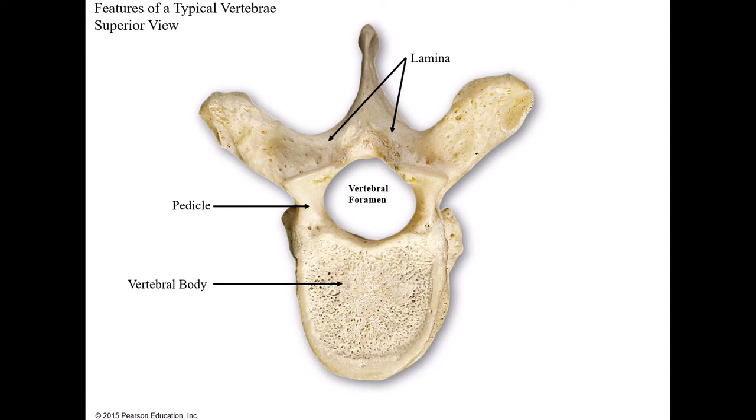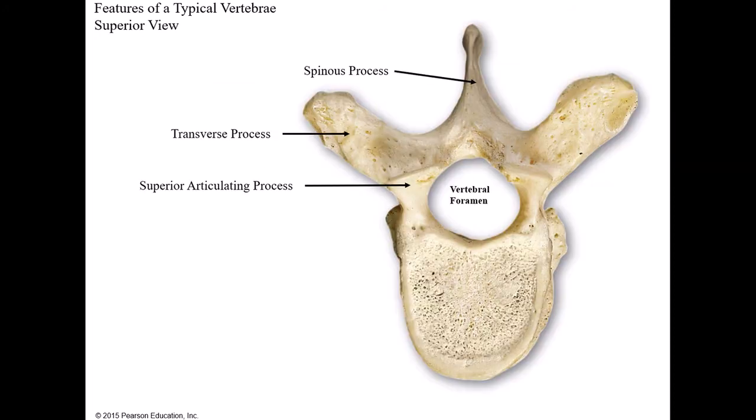So those are the main parts of the vertebrae. What I want to show you now are 7 processes. So I labeled this vertebrae here, same vertebrae, but a process just think of as an extension of bone. Let's look at the 2 nice easy ones first.